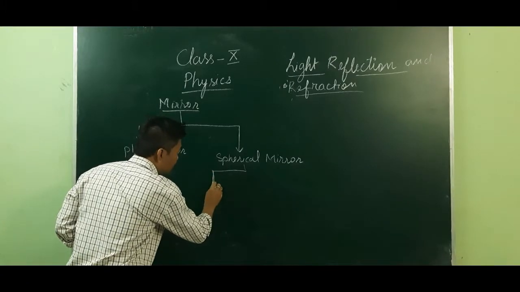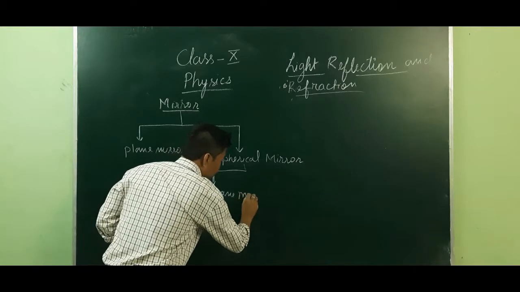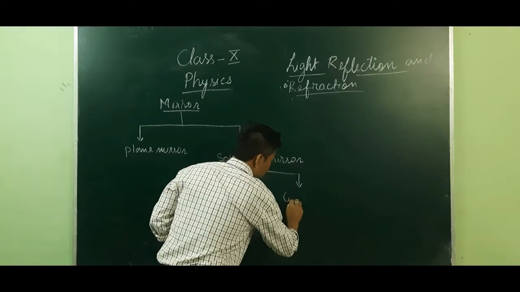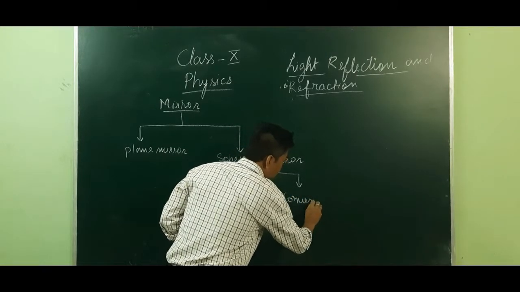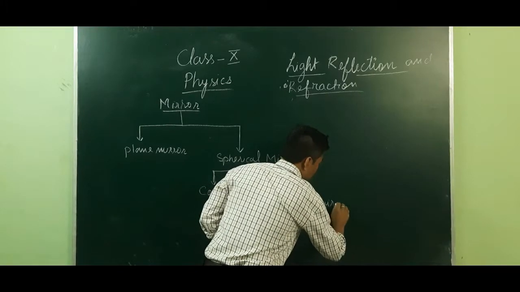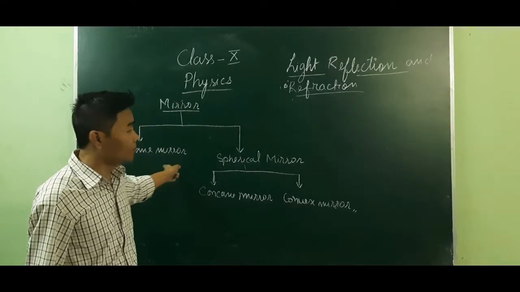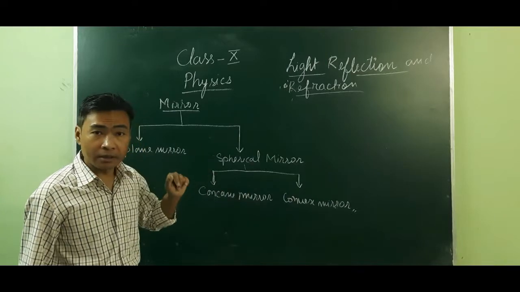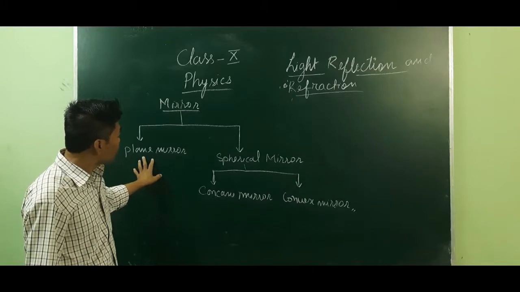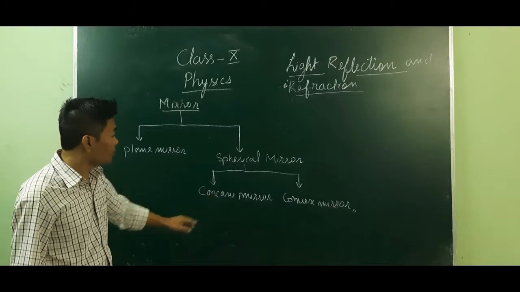First we have concave. Concave is a spherical mirror. And then we have convex mirror. Convex is also a spherical mirror. Okay. See the difference in the questions. The 2 types of mirror are the plane mirror and the spherical mirror. Then the 2 spherical mirrors are the concave mirror and the convex mirror. We are going to study mainly the concave and the convex mirror.